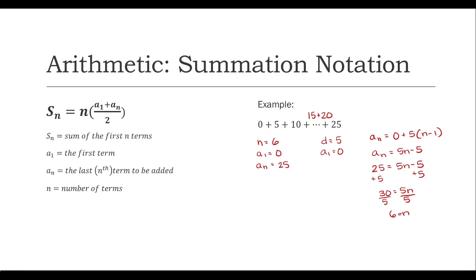Now we have the variables that we need, and we can plug that in. So we have s sub n equals n, which is 6, times a sub 1, 0, plus a sub n, 25, over 2. So we get s sub n equals 6 times 25 over 2, which you can simplify to 3 and 25. So the sum of your series is 75.